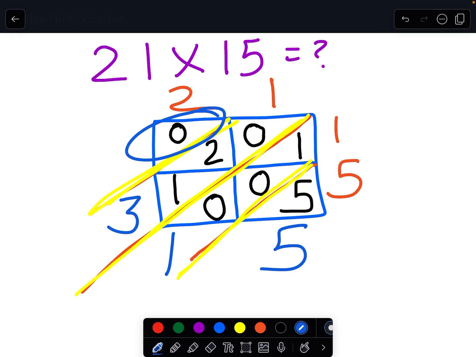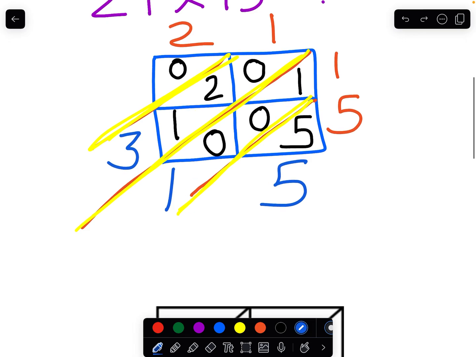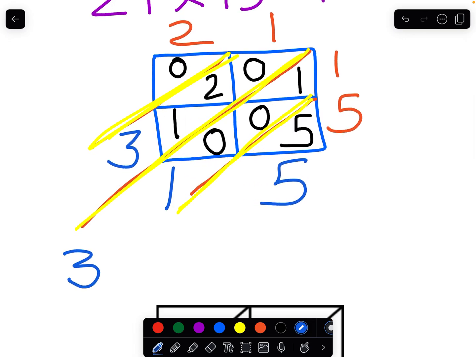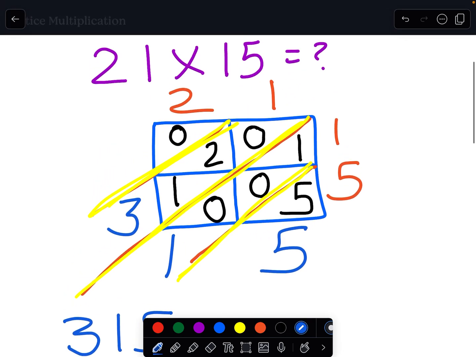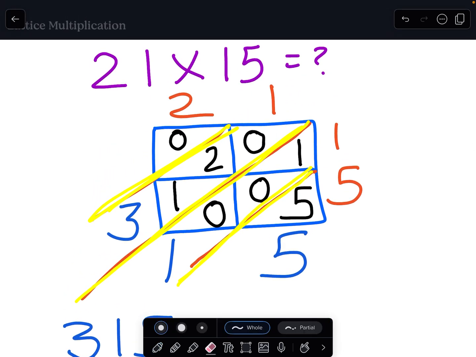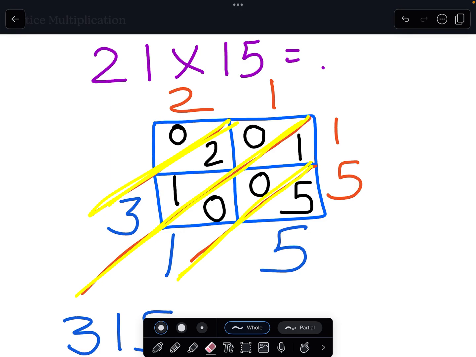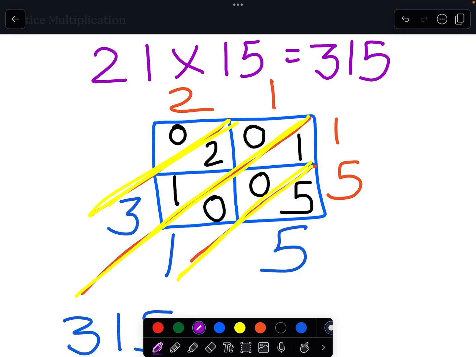And then we're going to look over here, and as you can see, it's just 0. We can put a 0 there, but we don't need to. So what are we left with? We put these numbers side by side. It gives us 315. So guess what? The answer is 315. That is our answer. Isn't that so cool? And there, my friends, is the lattice method.